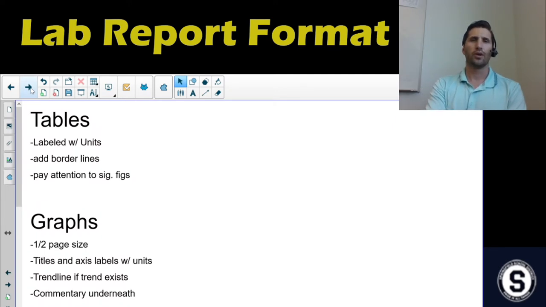Okay, and then for your graphs, once you make your graph and you're putting it into your report, I'd like you to resize it to about a half a page. You should definitely have titles and axis labels with units. If there's a trend in the data, include that trend line, and we're going to put commentary underneath the graph. So I want to show you an example of what I mean by that.